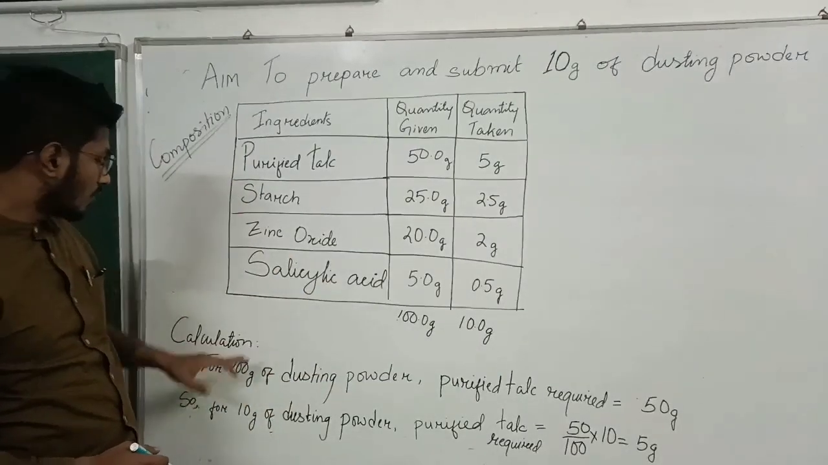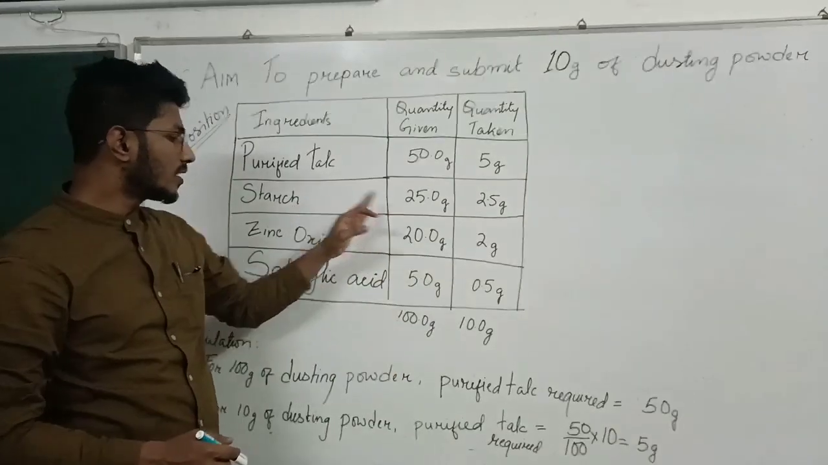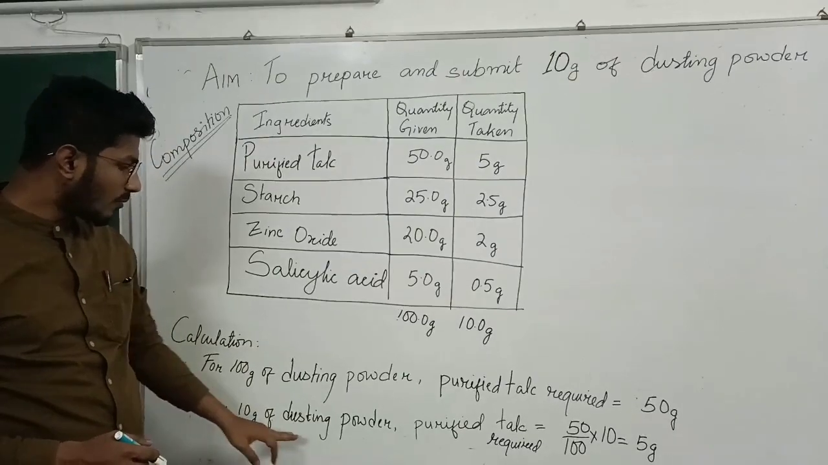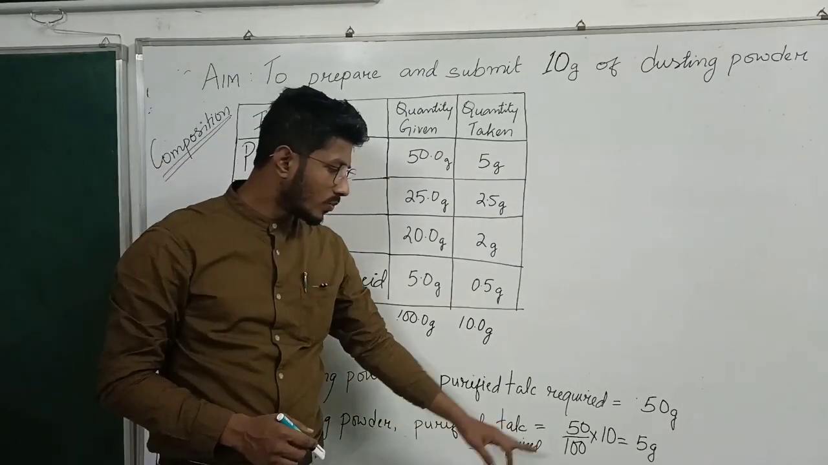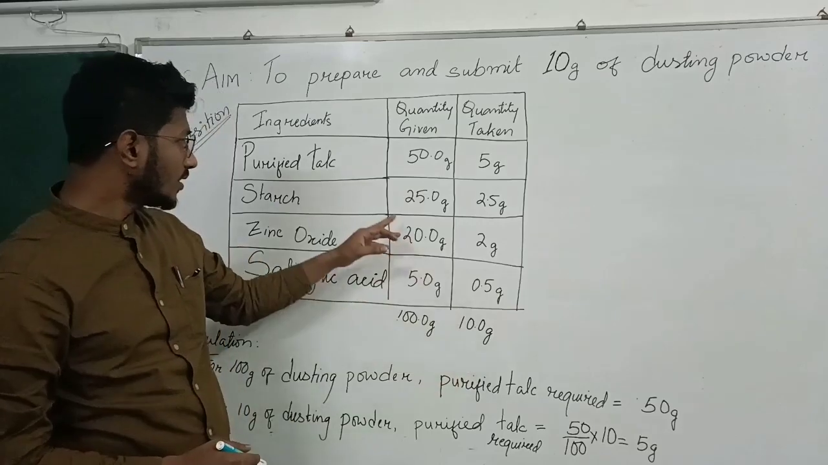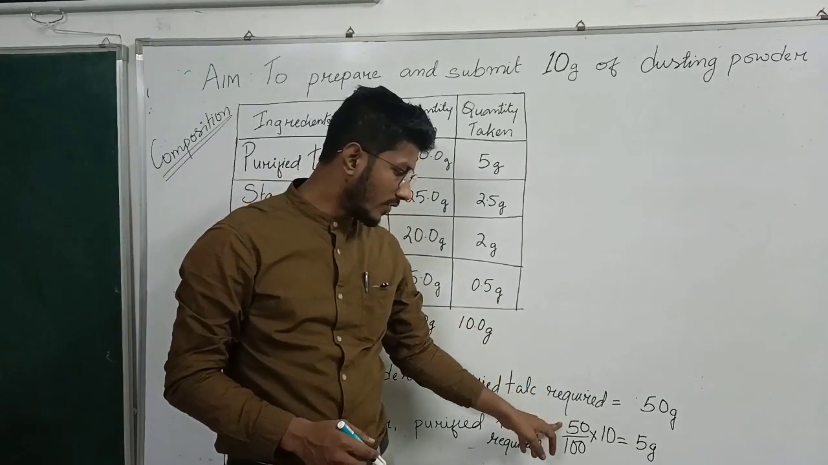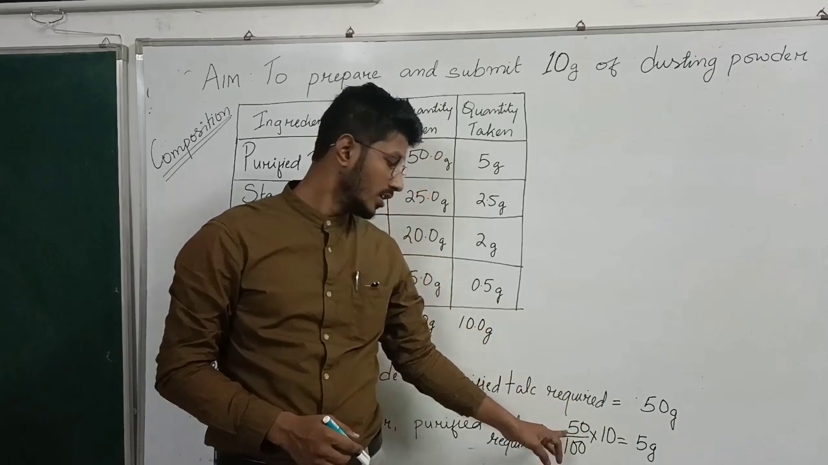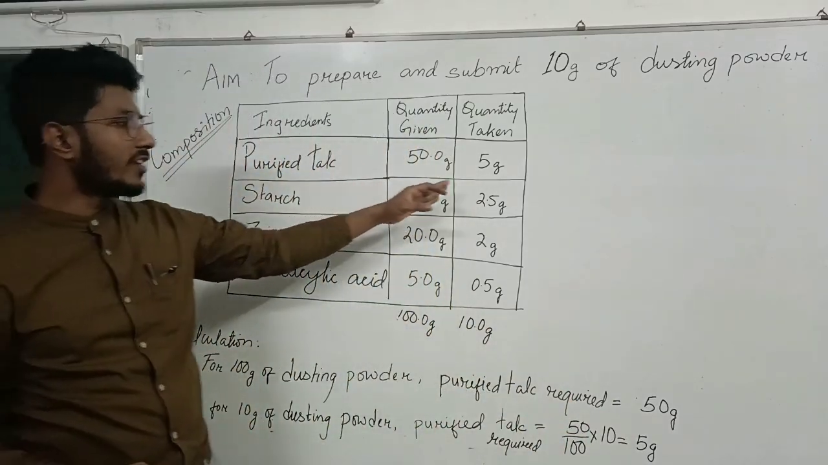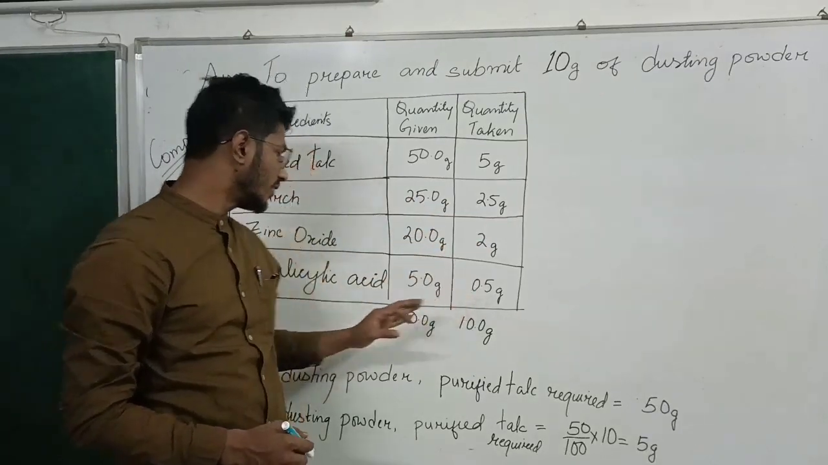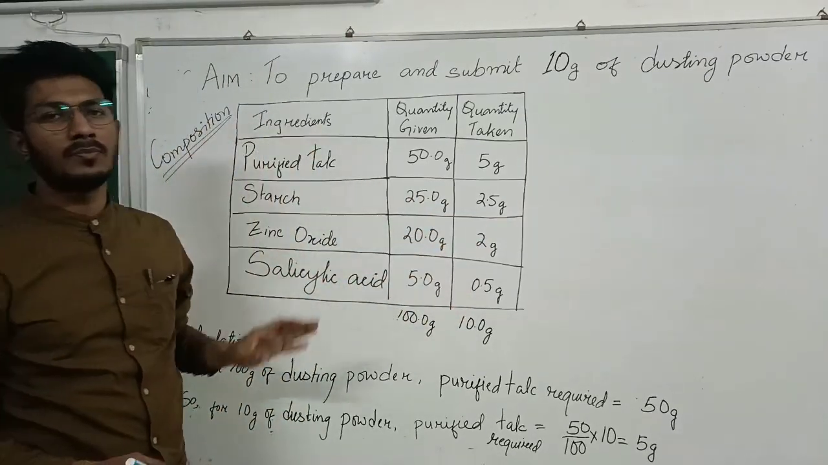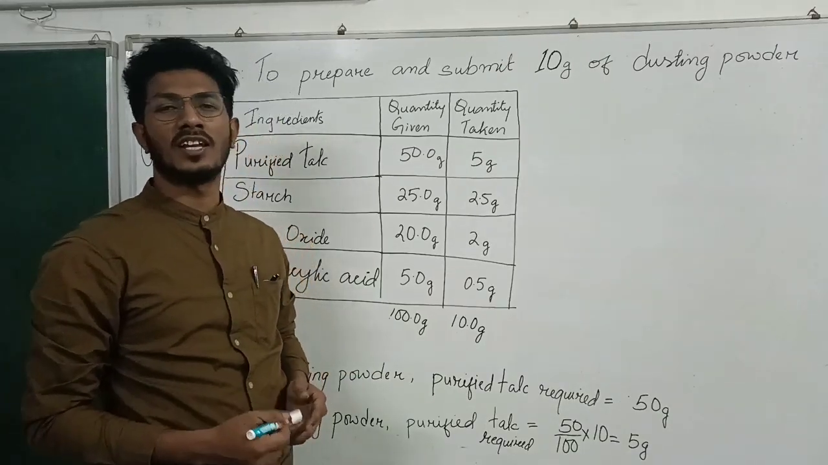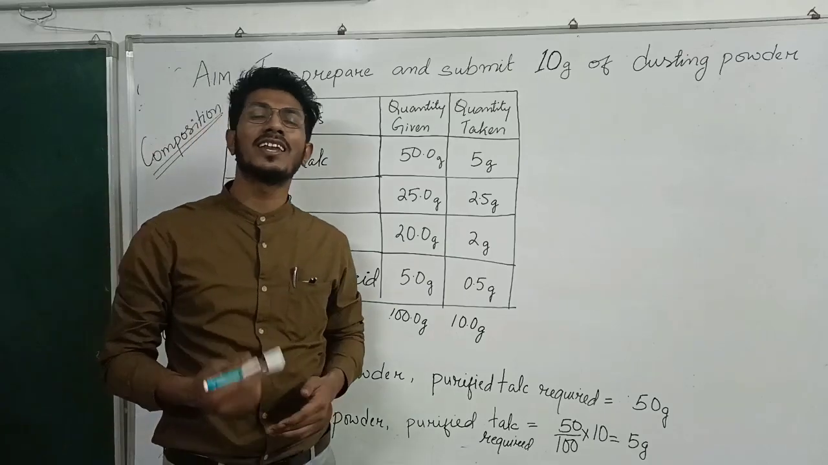So in the next, you will write for 100 gram of dusting powder, starch that will be required is 25 gram. So for 10 gram of dusting powder, this will be changed to 25 divided by 100 into 10. The rest will remain same, just this value will keep on changing, this 50 value. So ultimately we will have 5 gram, 2.5 gram, 2 gram and 0.5 gram of the ingredients to prepare dusting powder, right?